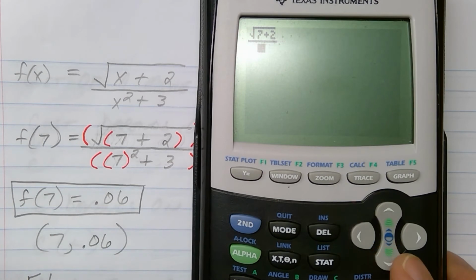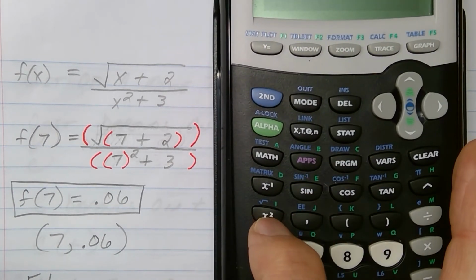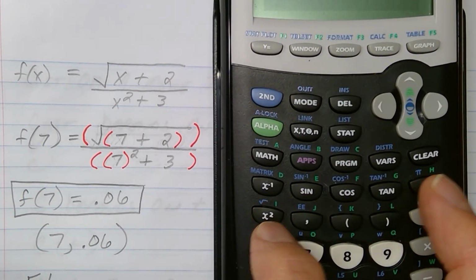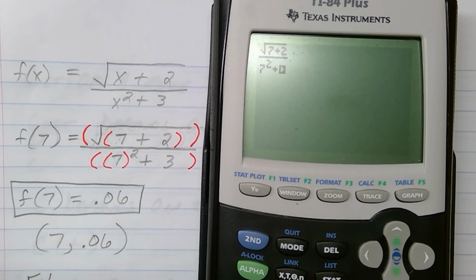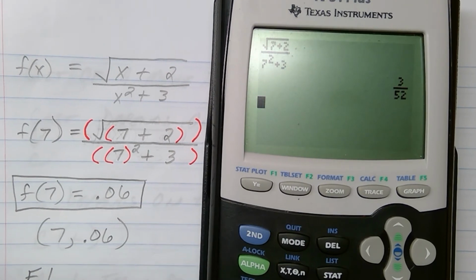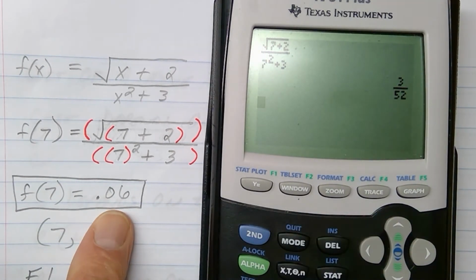Let's arrow down to the bottom, and on the bottom I got 7. I'm going to square it. Here's your squared button, by the way, on the left, x squared. And then I want to add 3, and I get a fraction. Okay, that's my answer. Now, I was kind of looking for a decimal answer.